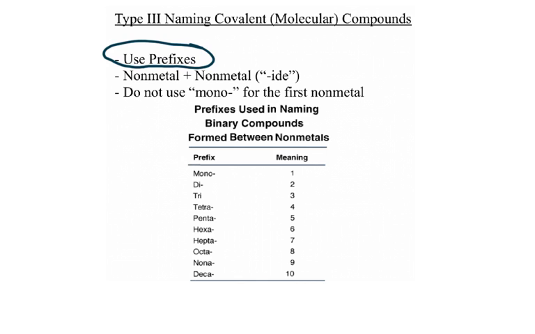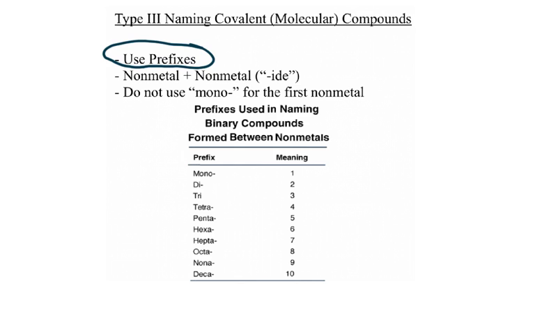Now look at the prefixes below. Mono is the prefix for 1. Di is the prefix for 2. Tri is the prefix for 3. Tetra means 4. And then the rest are more like geometry. Penta is 5. Hexa is 6. Hepta 7. Octa 8. Nona is 9, and deca is 10.